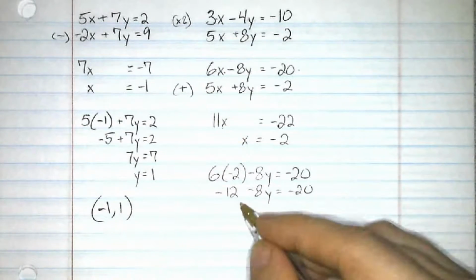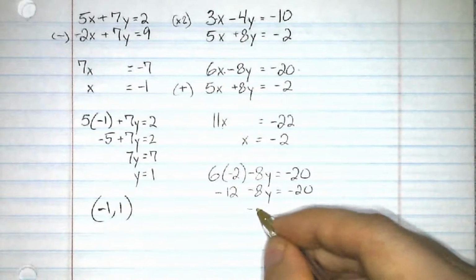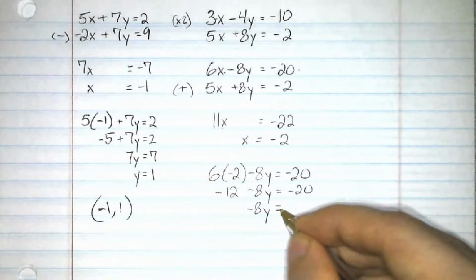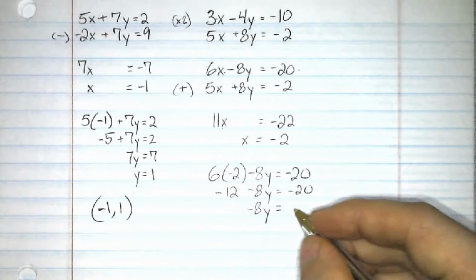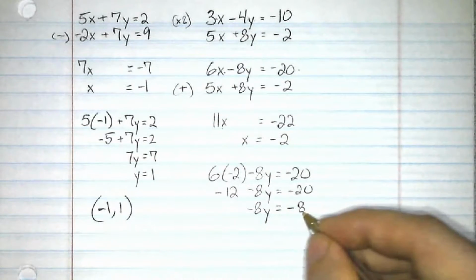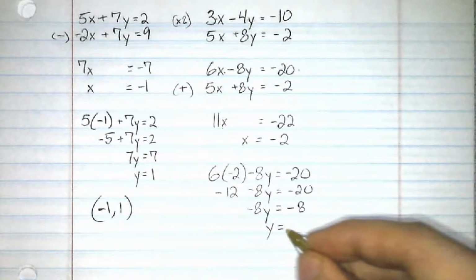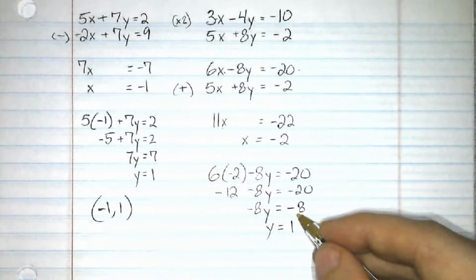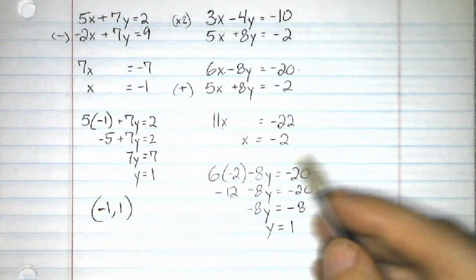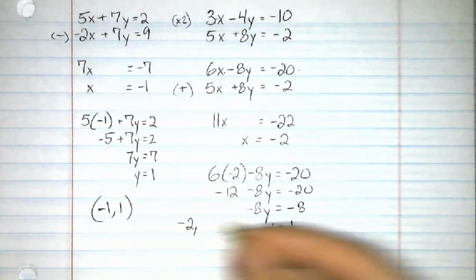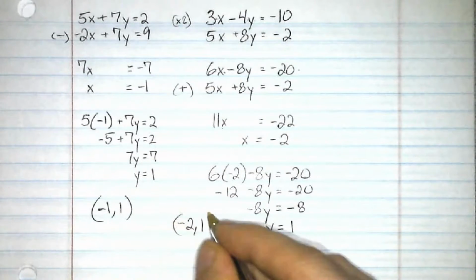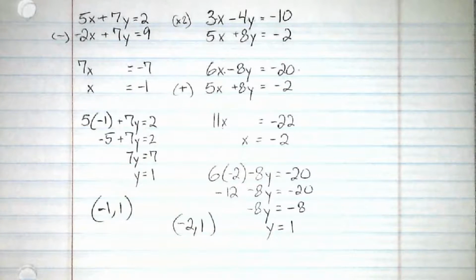I'm going to add 12 to both sides. I have negative 8y equals, and negative 20 plus 12 is going to be negative 8. Divide both sides by negative 8, we get a y value of positive 1, because a negative divided by a negative is a positive. So our x value is negative 2, our y value is 1, so there is our solution.